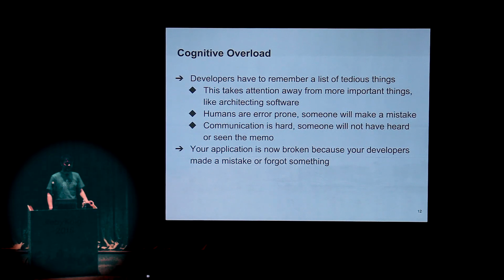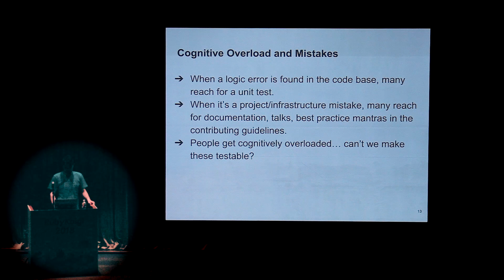Communication is also really hard. You can email everybody and hope that people search it and read it, but somebody's not going to hear it and somebody's not going to see that memo. We have over 1,000 developers. I don't actually know the number right now, but with over 4,000 people in Shopify, over every time zone in the world, you can be assured that everyone doesn't read every single thing that gets sent out. It's just too much. And now that people have made those mistakes, your application is broken because somebody forgot to include a require statement or something. So, cognitive overload and mistakes.